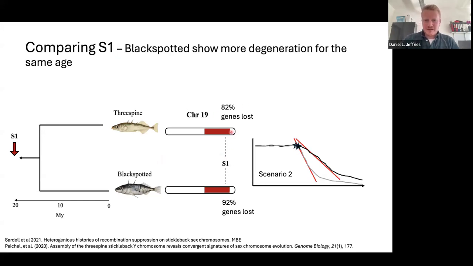So we can actually split this question down by stratum here. We know that scenario 2 is most likely to be true in stratum 1. That's because stratum 1 existed before these two species split. And we know that from previous work by Katie Peichel and Jason Sardell, who was in Mark Kirkpatrick's lab at the time, that stratum 1 has lost more genes in black spotted relative to three spine. But we know that they have the same age. So we already know that degeneration is operating faster in black spotted here.